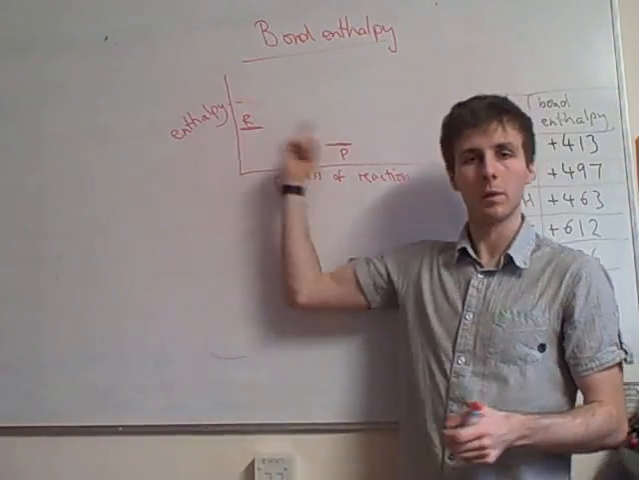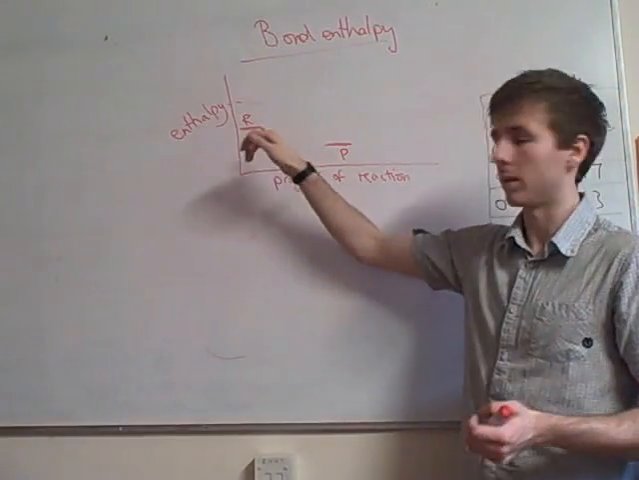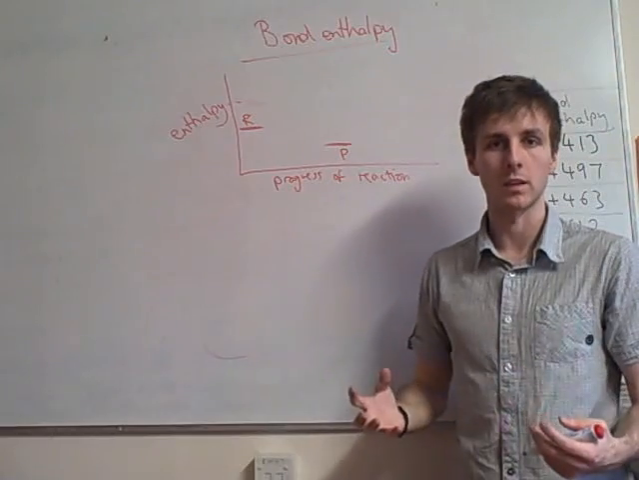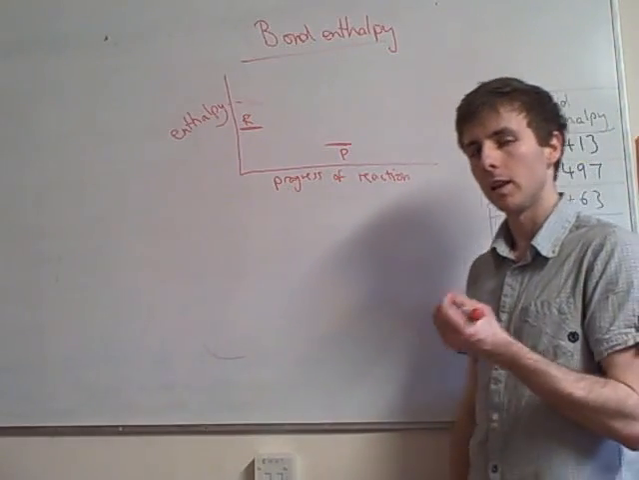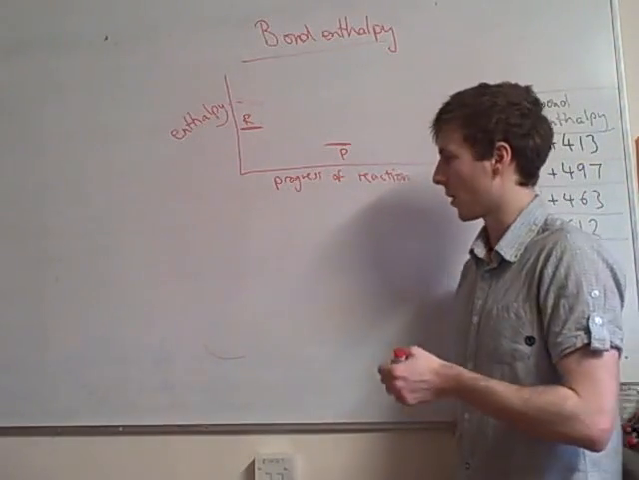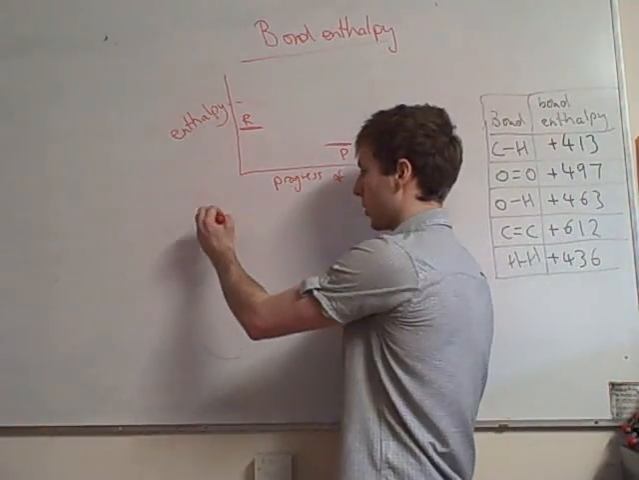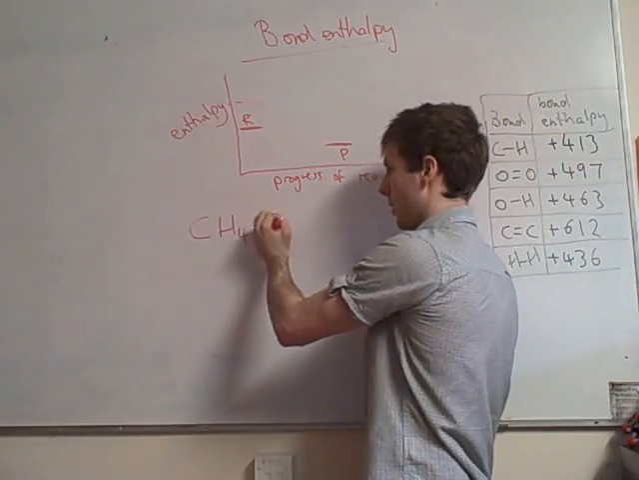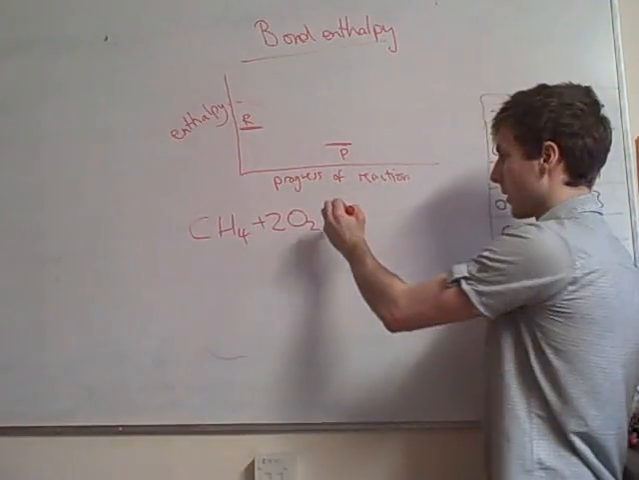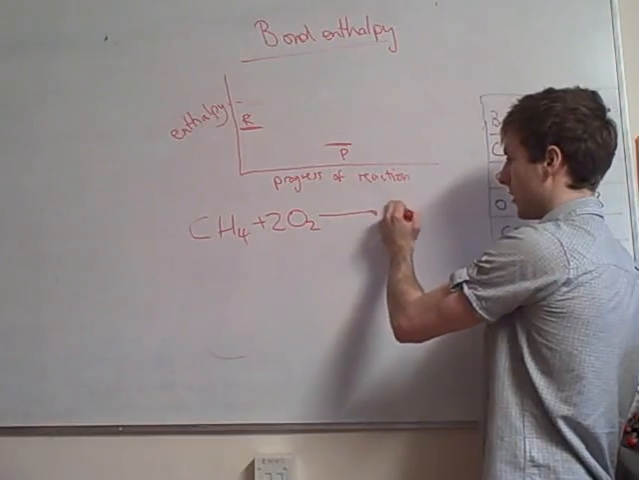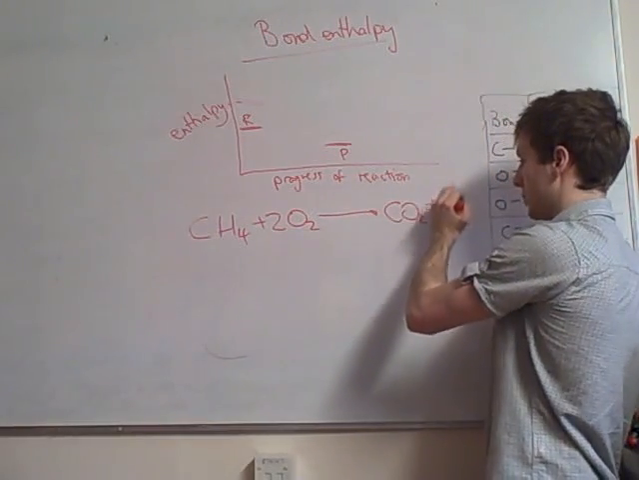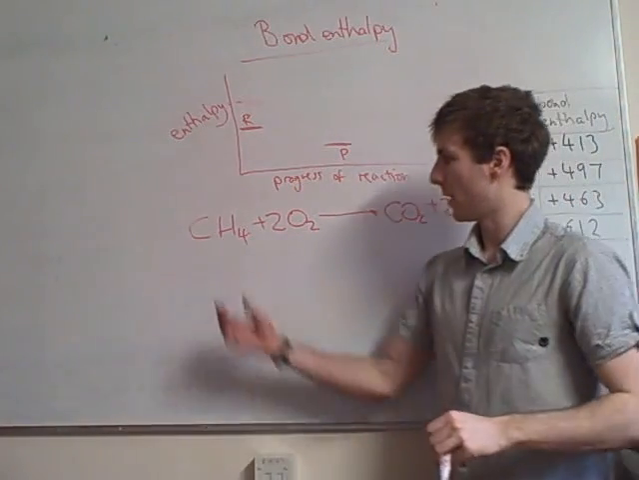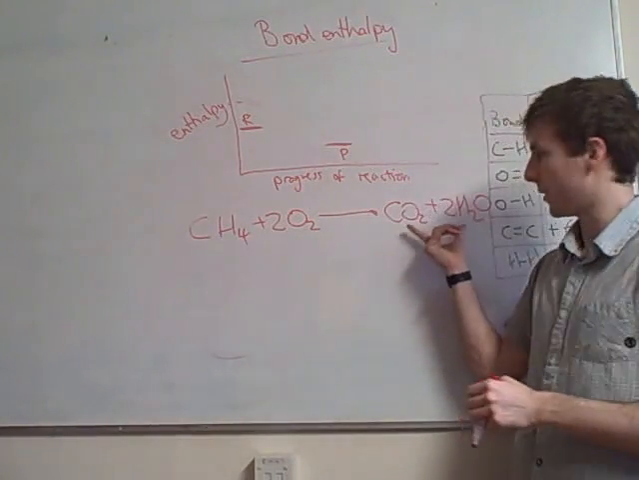But this diagram is a bit misleading. What happens is it doesn't go straight from reactants to products. They don't just magically change. What we have to do is a little bit more complicated. So I'm going to use an example equation. Let's say we've got CH4 plus 2O2, and we're going to change that into CO2 and 2H2O. Okay?